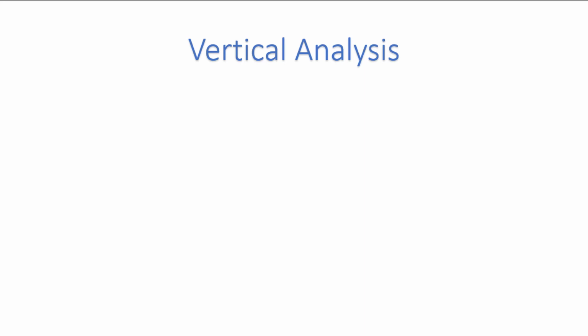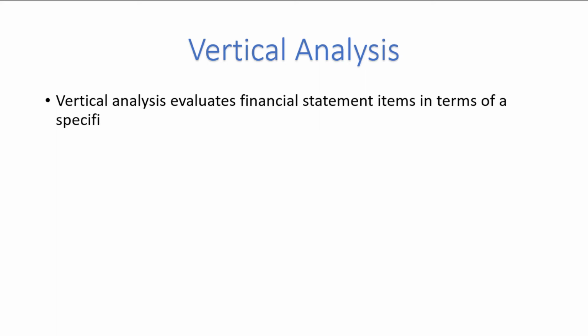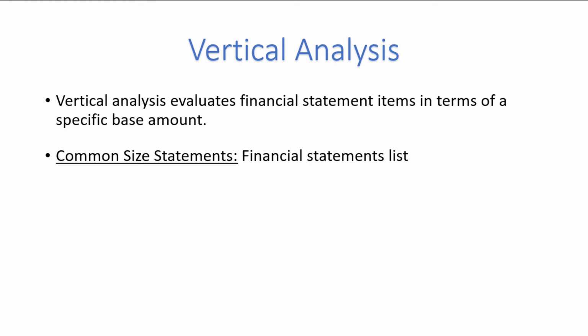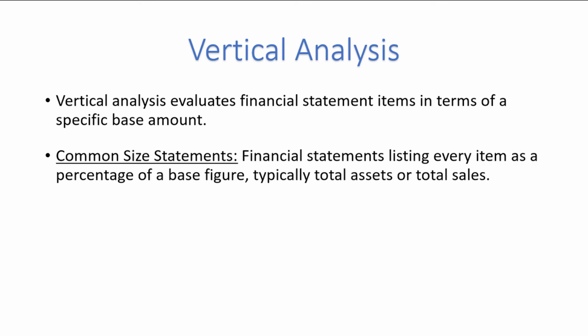Today we will be discussing vertical analysis. Vertical analysis evaluates financial statement items in terms of a specific base amount. Common size statements are an example of vertical analysis, and are financial statements that list every item as a percentage of some base figure on the statement, typically total assets on a balance sheet or total sales on an income statement. We will create a common size balance sheet and income statement in this video.